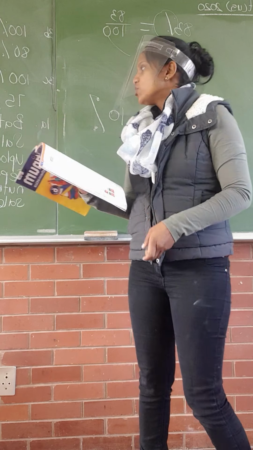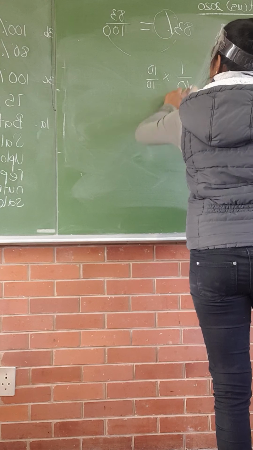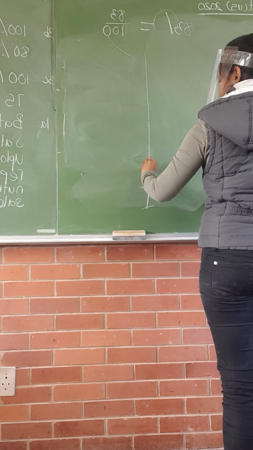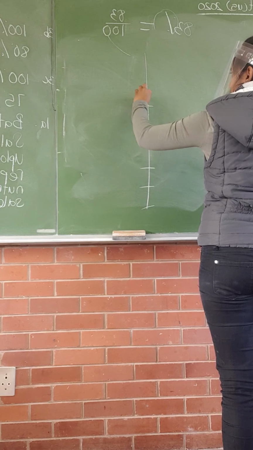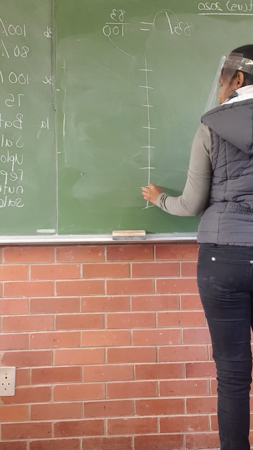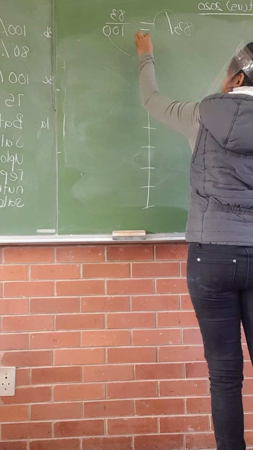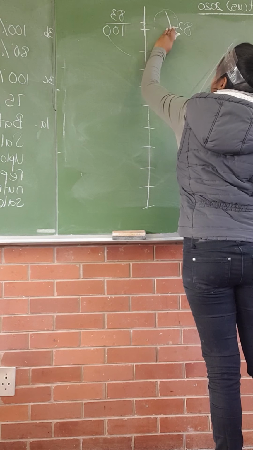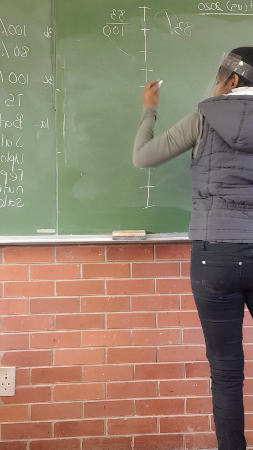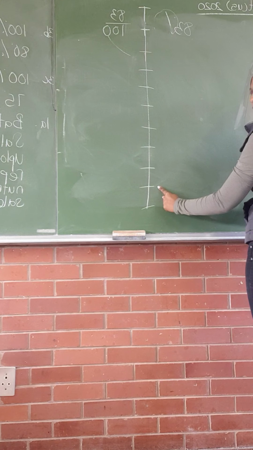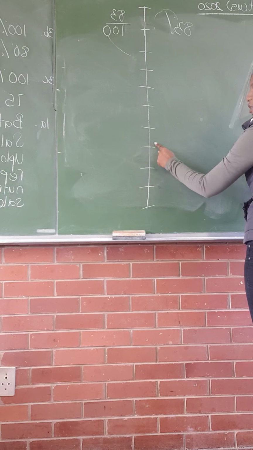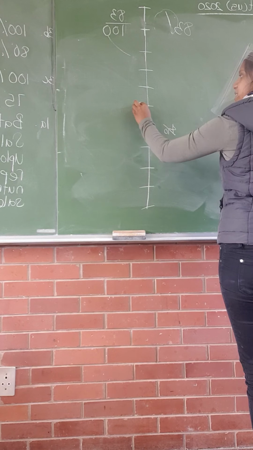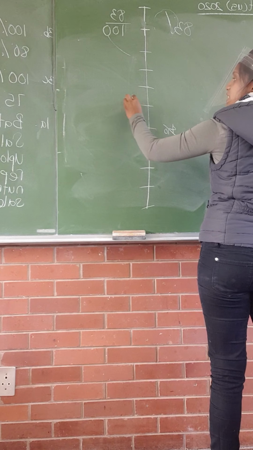Okay. So if this is my number line, one, 2, 3, 4, 5, 6, 7, 8, 9, 10. Which means that this is 1/10, 2/10, 3/10, 4/10, okay? And this here? 5/10 or?